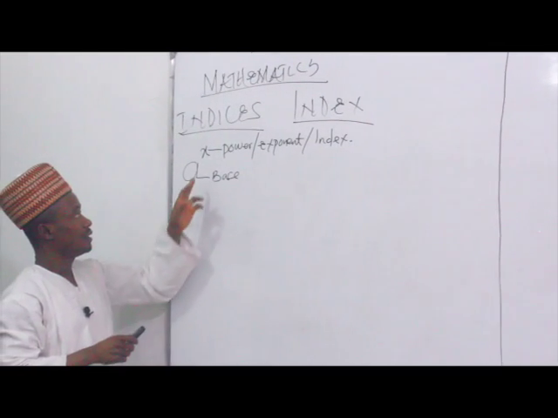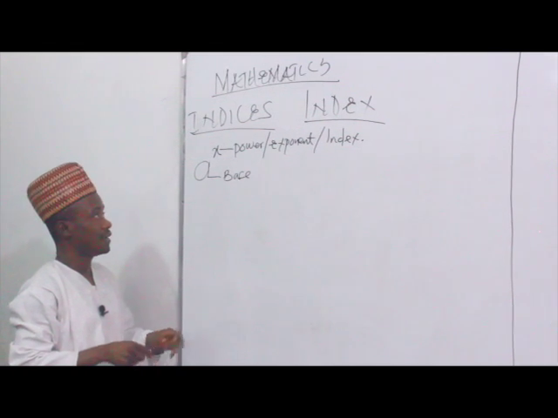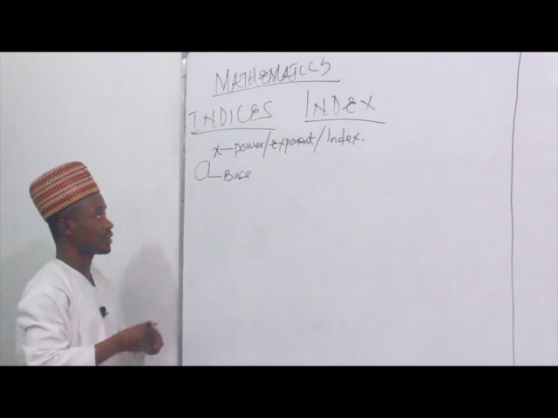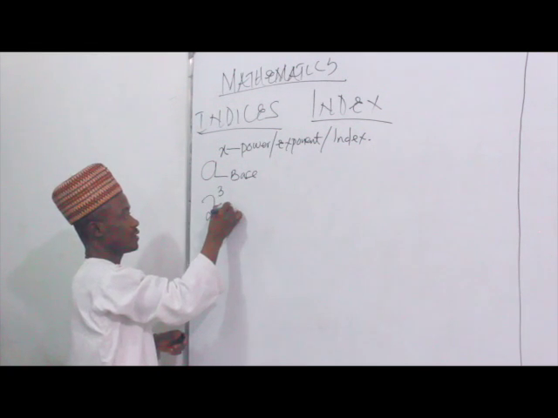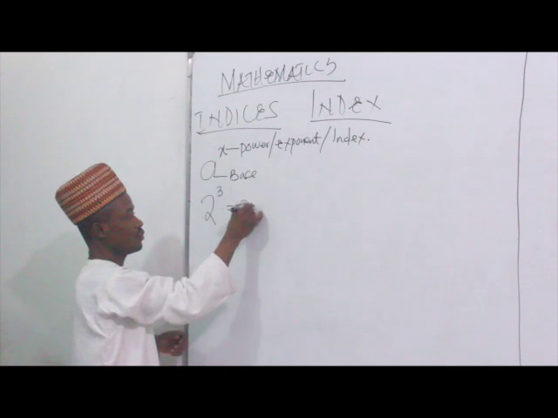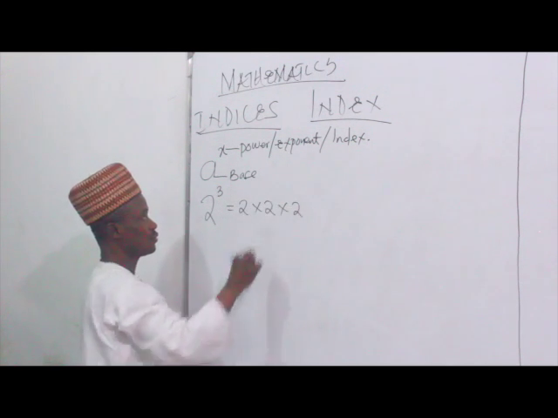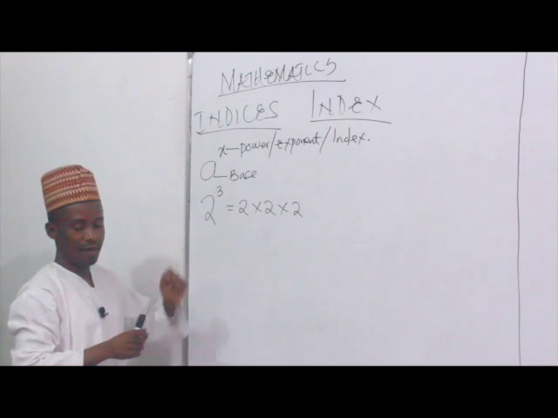And the index, or the power, or the exponent, determines the multiples of the base. For example, 2 raised to the power of 3 simply means we should multiply the base up to 3 times. That is 2 times 2 times 2. So that is the idea of the base and the power.